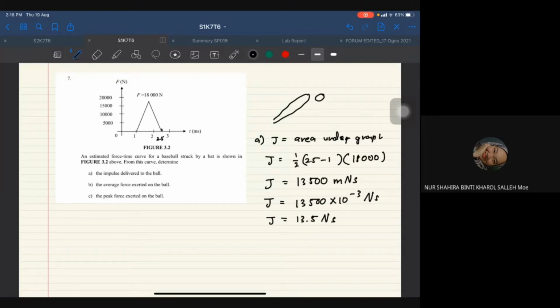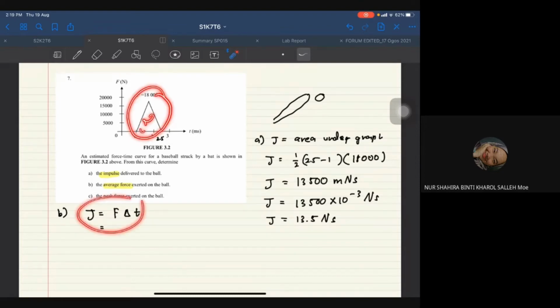Okay, A, and then B, the average force exerted on the ball. So B. Okay, so just now, we calculated the area which represents the impulse. And then we have a value over here, which is the maximum force. But now the question wants to find the average force. So the average impulsive force comes from the formula itself, where J is equal to F delta T. So this F there is also known as the average force. So the force varied, but as an average, you can use this formula.